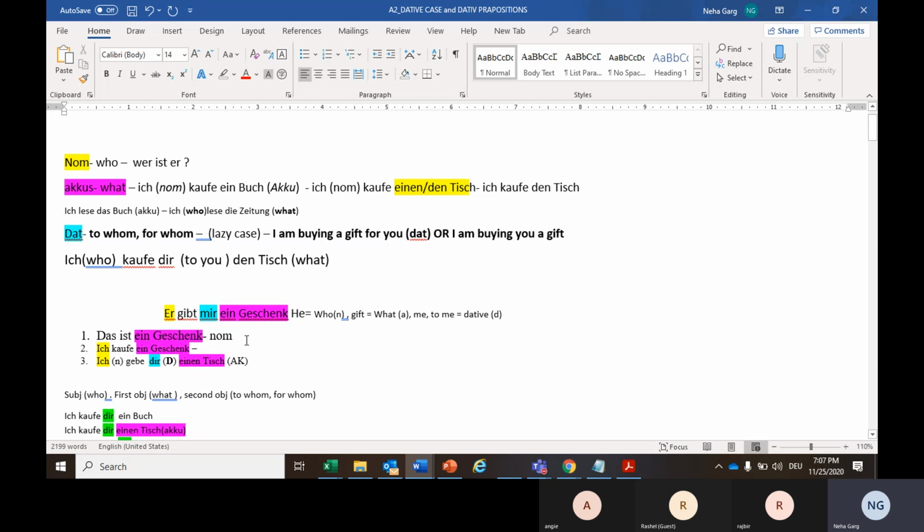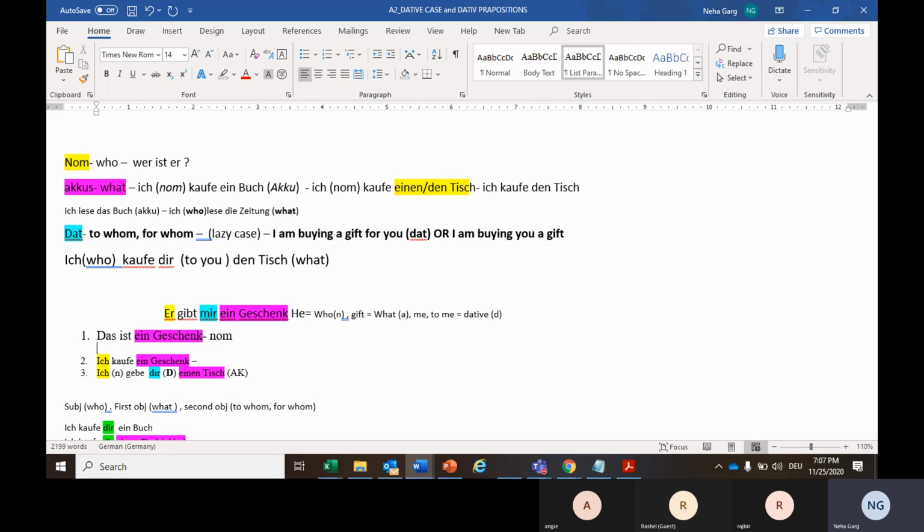So, das ist ein Geschenk, this first sentence. That is a gift. So this whole sentence is nominative. This is a gift. We are talking about the gift only. Neither any first person nor second person is there. It's just a gift. So this is a nominative sentence. Geschenk here is nominative. Now, in another example, ich kaufe ein Geschenk. So here we have subject ich and then we have object ein Geschenk, a gift. So we have the subject here which is nominative and then here Geschenk becomes accusative.